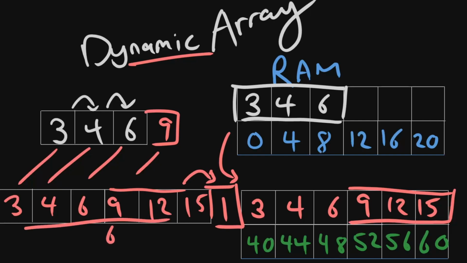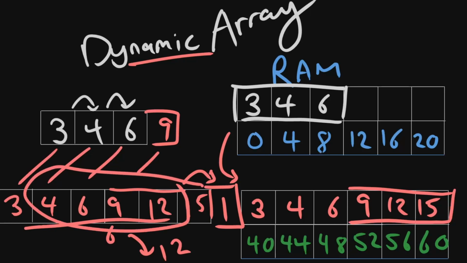We'll take this array here of size 6, I've run out of space to draw it, but just imagine this in your head. There'll be another array of size 12, and all these values here will be copied down to the other array, and we'll find another space in the RAM where we have 12 spaces free and allocate the new array.